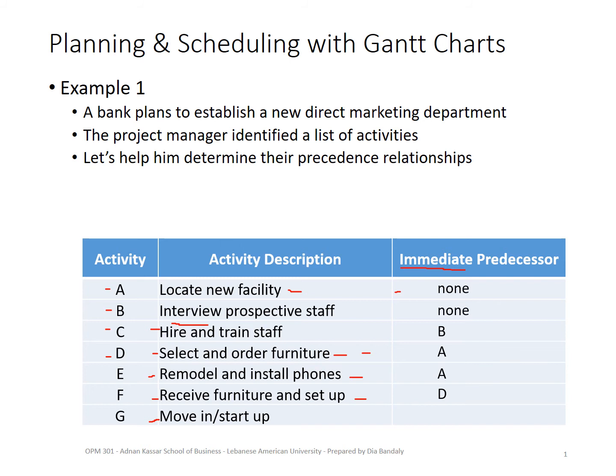And finally, move in. This can be a little bit tricky, guys, but think about it. The answer here is not only F. Some of you may have answered F, because by logic, this is maybe the last one that happened. This is when we receive the furniture. So now we are ready to move in. In fact, it's not only that. We cannot move in until we have the furniture, until we have installed the phones, because it's a direct marketing department, so you need phones. And what else? You have hired and trained your staff. So this activity has three immediate predecessors. It has C, E, and F.